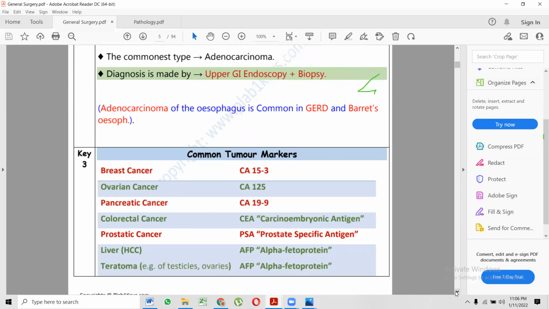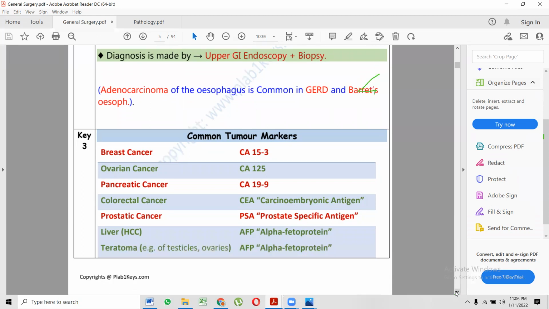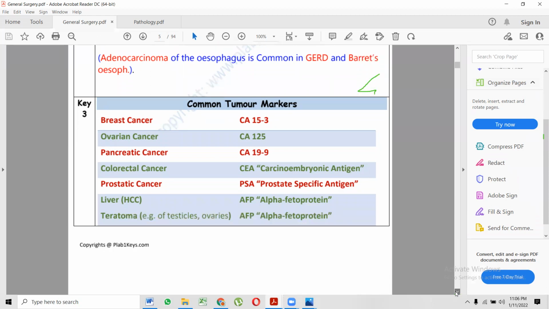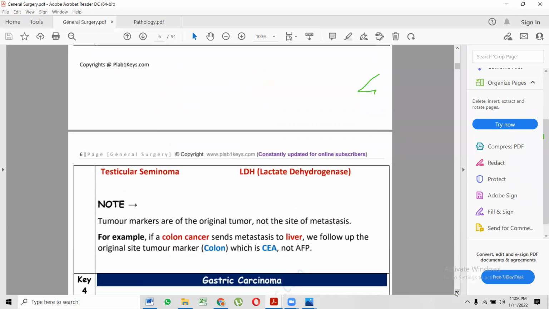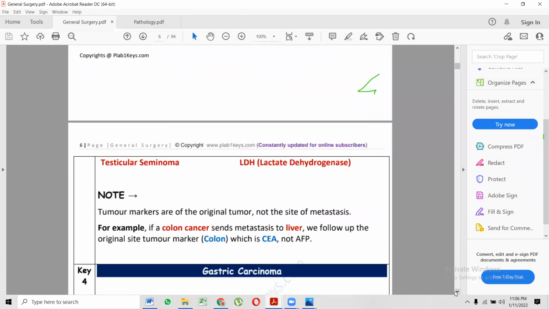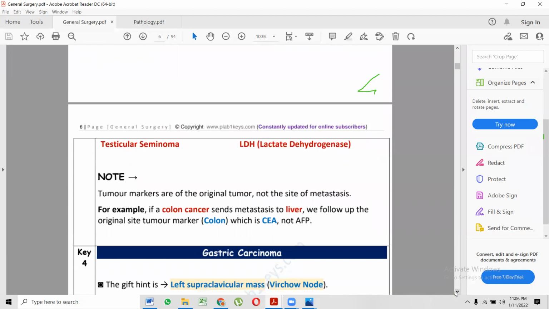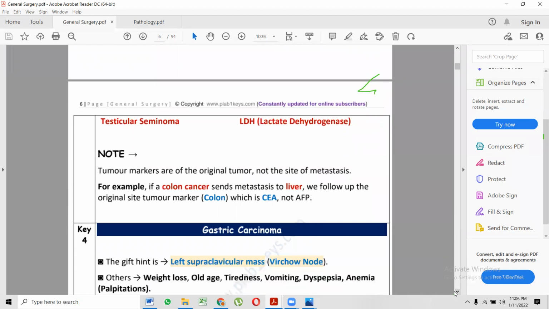Now, some common tumor markers. You just need to memorize all of those. Now, gastric carcinoma is also already discussed. A left supraclavicular mass is always gastric carcinoma in a patient with old age, with weight loss and vomiting. Dyspepsia is always gastric carcinoma.